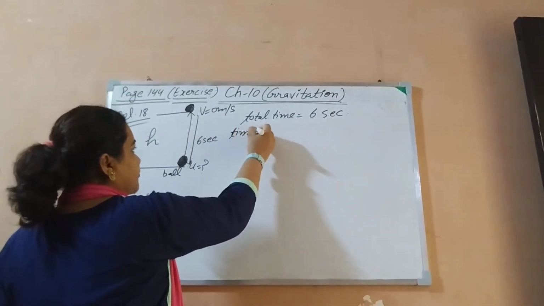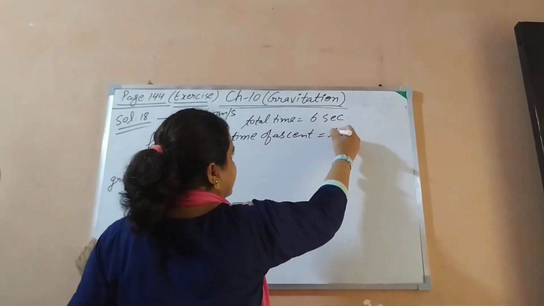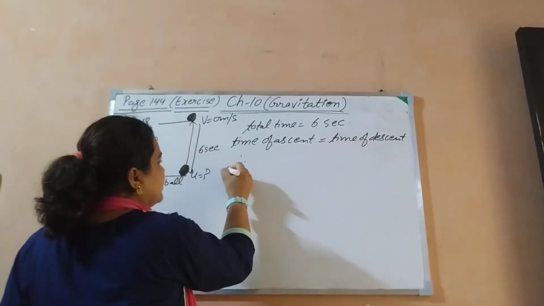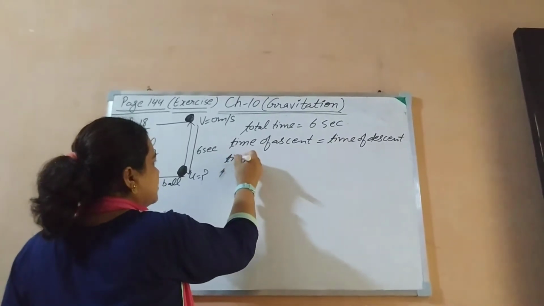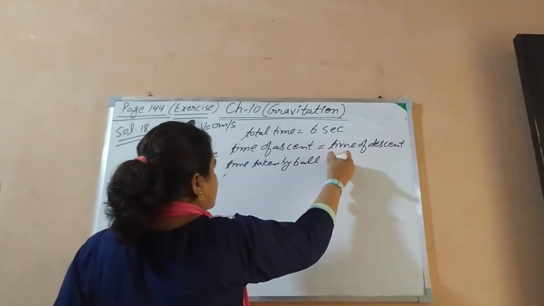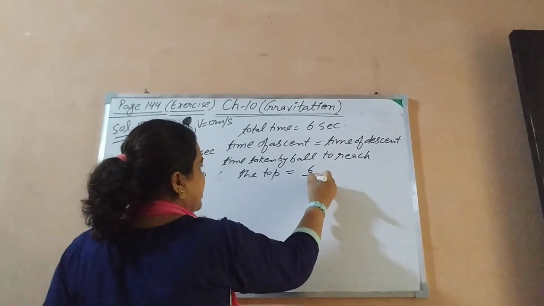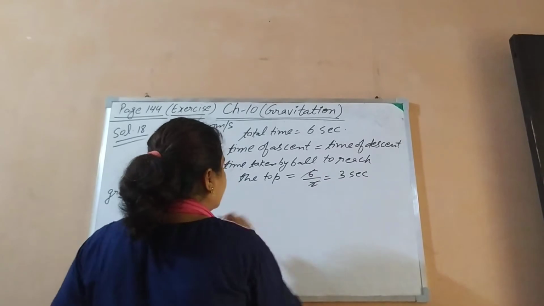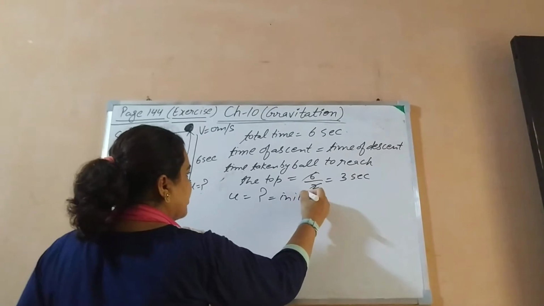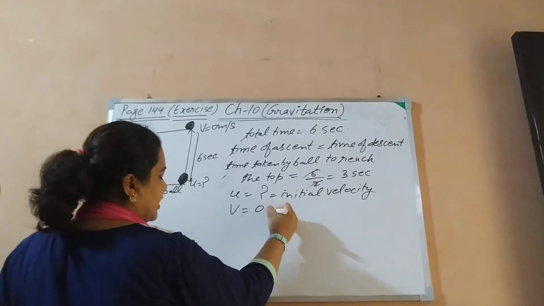Earlier I told you that when the height is the same, the time of ascent for a free fall is equal to the time of descent. Therefore the time taken by the ball to reach the top will be 6 by 2, which is equal to 3 seconds. U is not given. We have to calculate U, the initial velocity. But we know that the final velocity is 0 at the highest point.